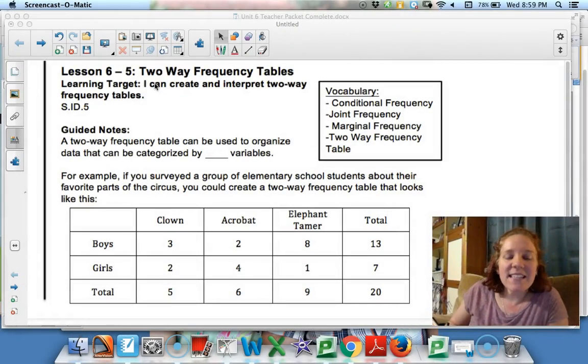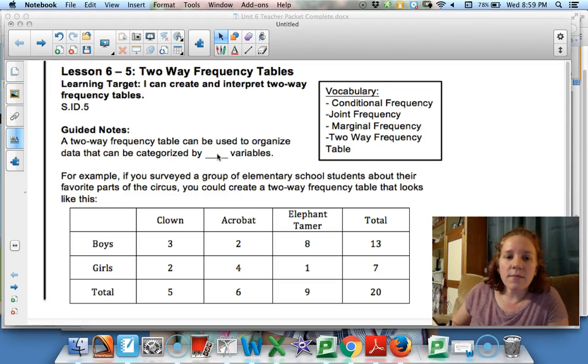So in lesson 6.5, we're talking about two-way frequency tables. Our learning target is that we can create and interpret two-way frequency tables. These things are used to organize data that's categorized by two variables, and they look something like this.